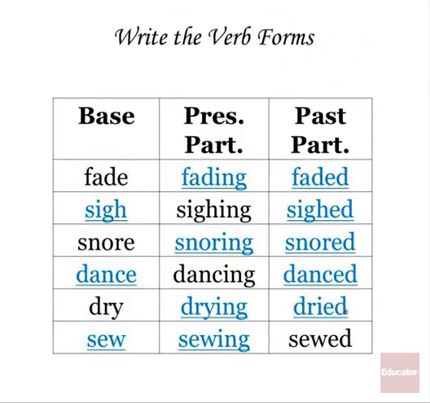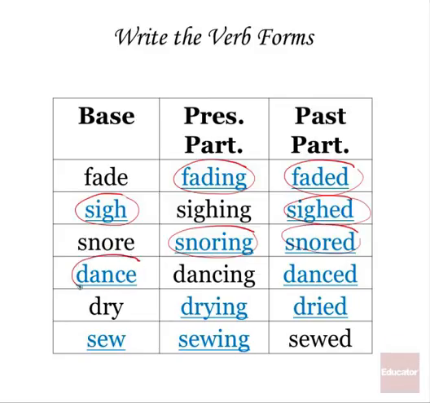And there we have it. Fade, with the present participle, becomes fading. We took that e off to add the ing, but to turn it into faded, we just added a d. Sighing, you knew the base form would have to be sigh, which means the past participle is sighed. Snore, we took the e off to make snoring, and we just added a d to it to make snored.